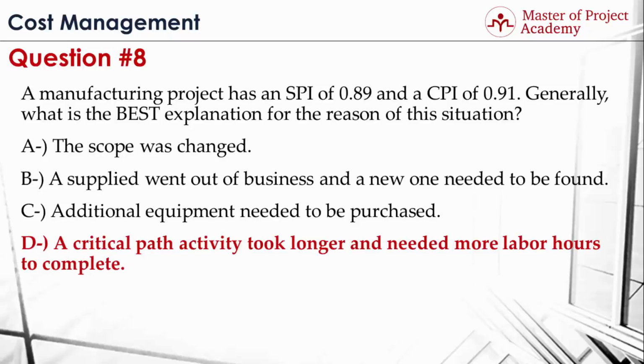D. Because SPI is lower than 1 and CPI is lower than 1, you are behind schedule and over budget. And the most probable reason for this is a critical path activity that took longer, which resulted in getting behind schedule and needed more labor hours to complete. So you had to spend extra money, which resulted in going over budget in your project.